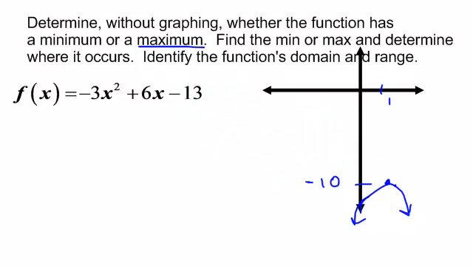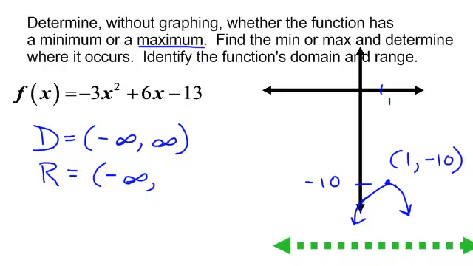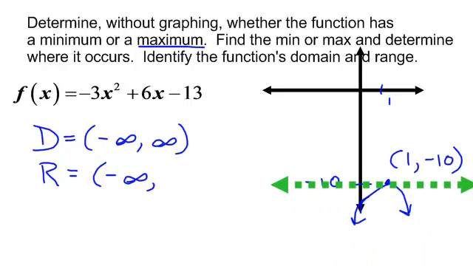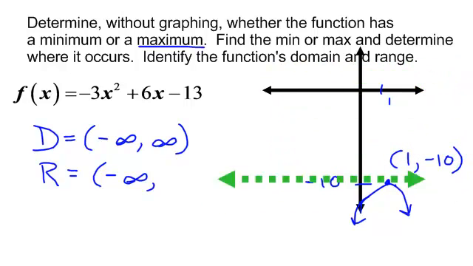When x was 1. So for the domain, this parabola will still go on and on and on to the left and the right. The domain will be negative infinity to positive infinity. The range will include negative infinity. And if you notice, my y's are graphed down here, and they go up, up, up, but they stop at negative 10. I don't have any of my range graphed above negative 10. So my range will be from negative infinity, going up to negative 10, but then it will stop. That is our maximum value.